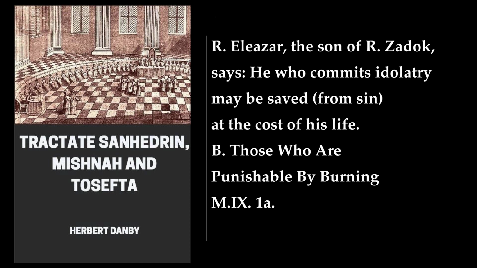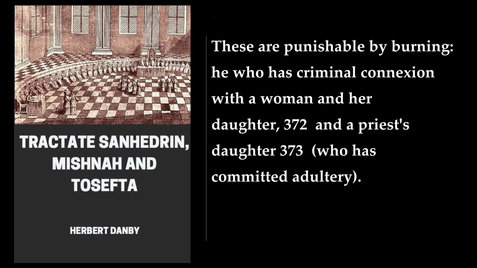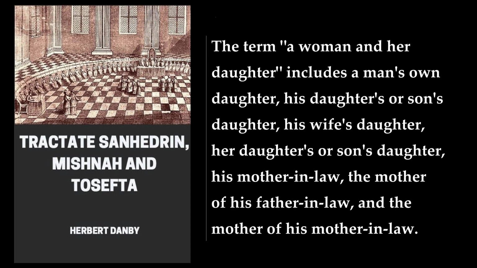M.9, 1a. These are punishable by burning, he who has criminal connection with a woman and her daughter, 372 and a priest's daughter 373, who has committed adultery. The term, a woman and her daughter, includes a man's own daughter, his daughter's or son's daughter, his wife's daughter, her daughter's or son's daughter, his mother-in-law, the mother of his father-in-law, and the mother of his mother-in-law.